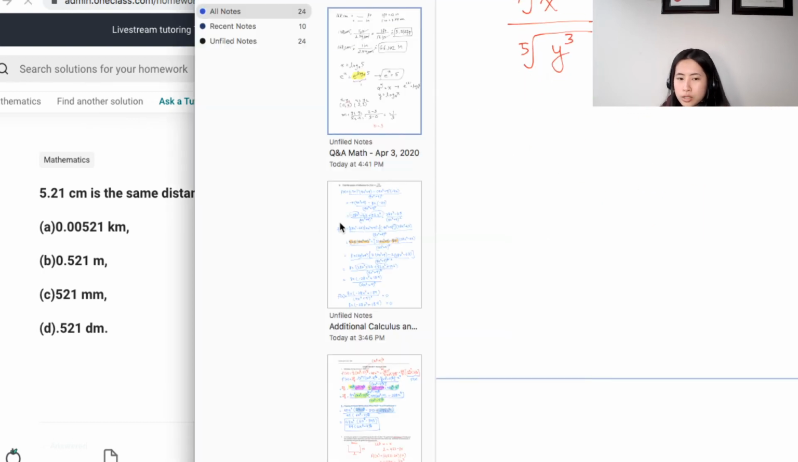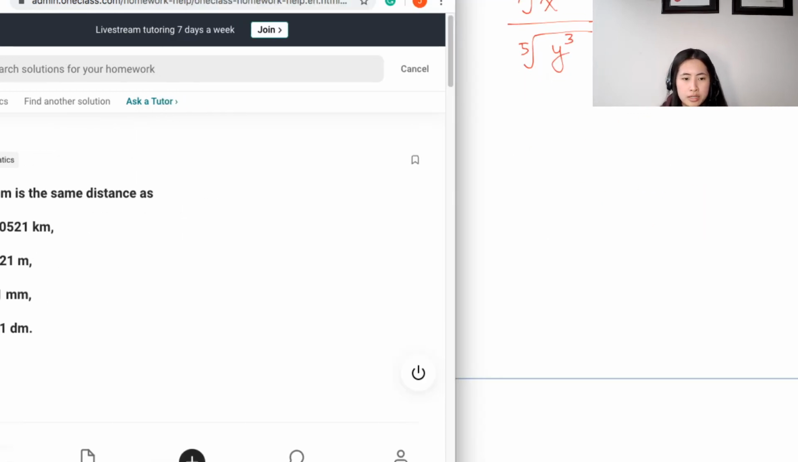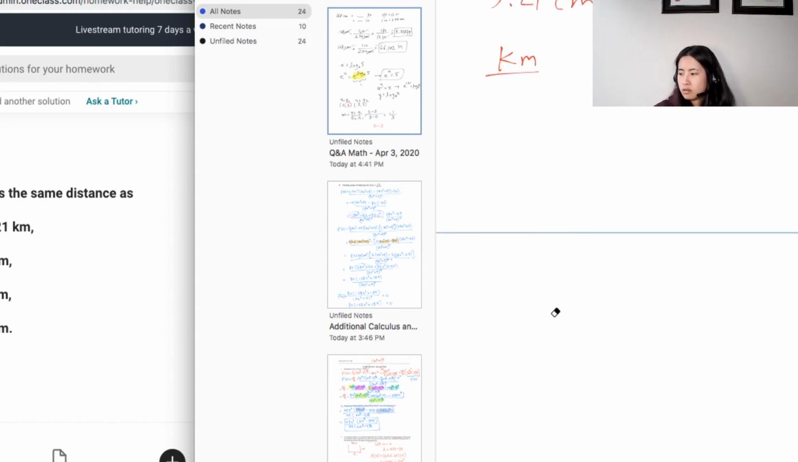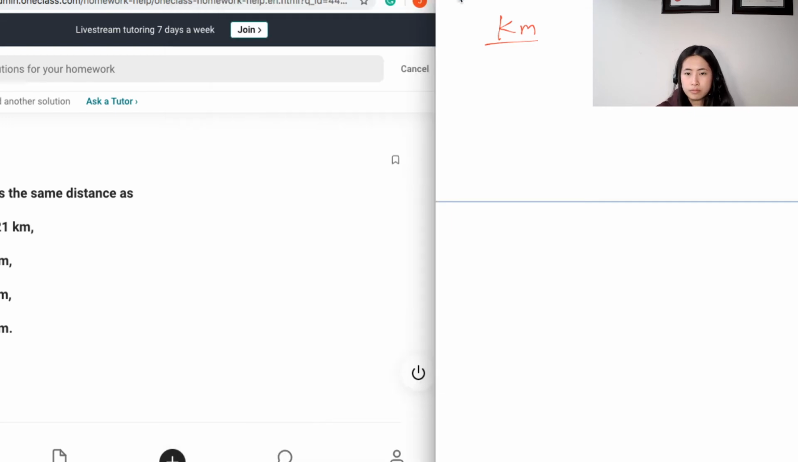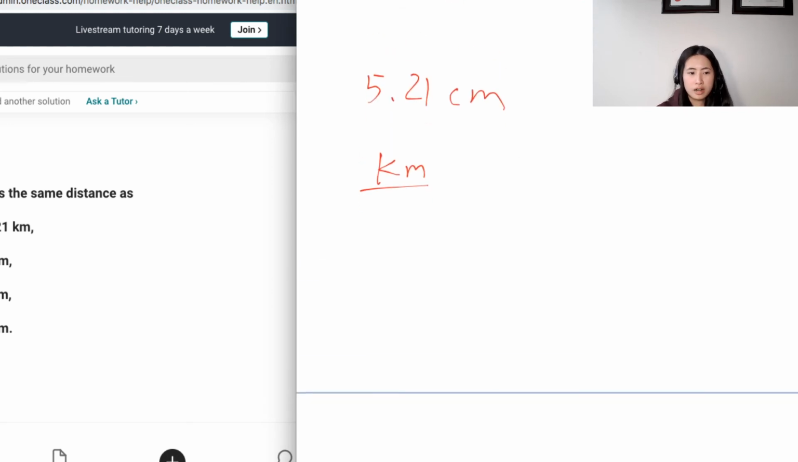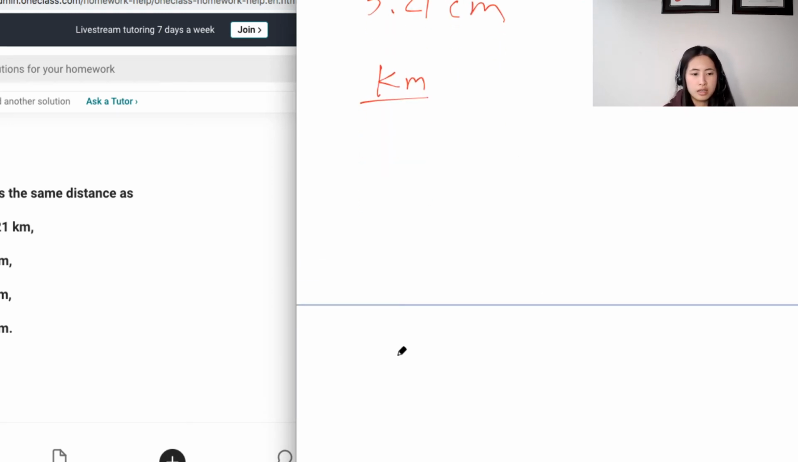Okay, great. So they're saying 5.21 centimeters, right? That's your given. So let's start with our given. So we have 5.21 centimeters, and we need to compare this and show our answer in terms of kilometers, meters, millimeters, and decimeters.